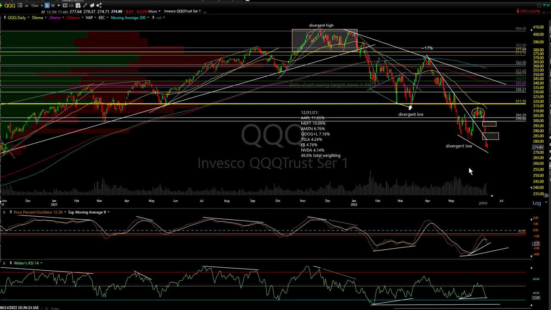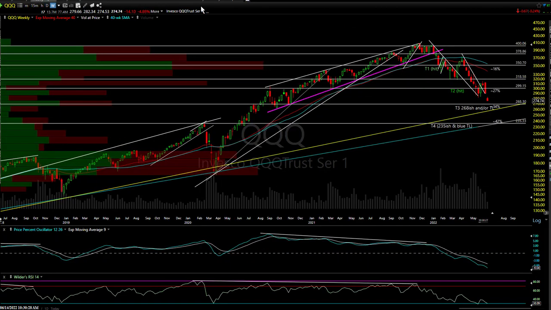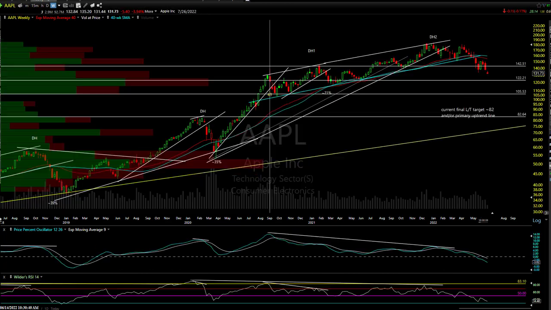So that's daily, and I just showed you the bigger picture. Now we're just going to walk down the FAANGs. I'm not going to do them all. I'll do about 5 or 6 stocks here, and then hopefully wrap this up. All right. QQQ weekly, and then we're going to go to Apple.